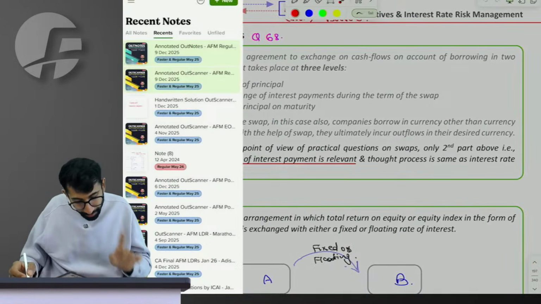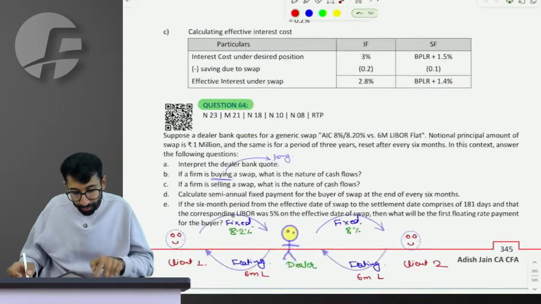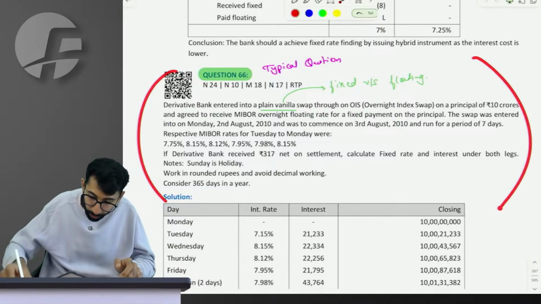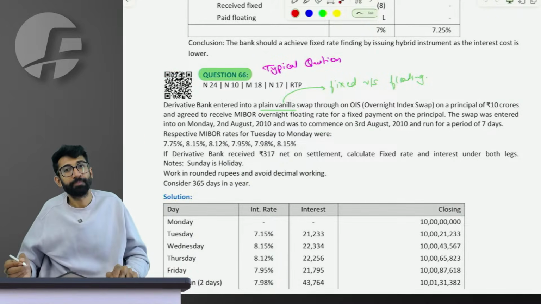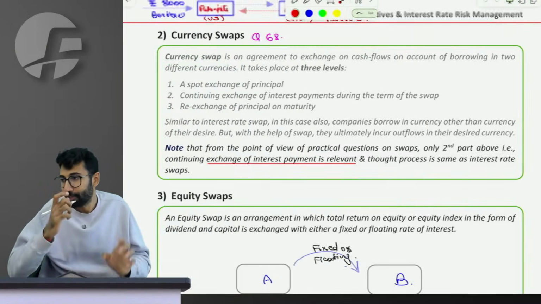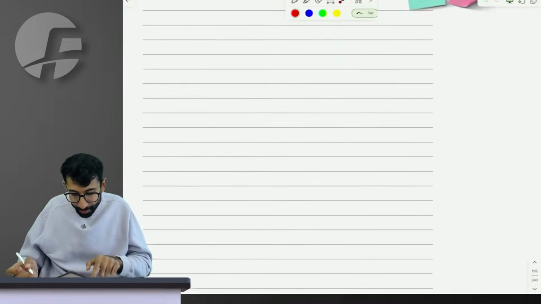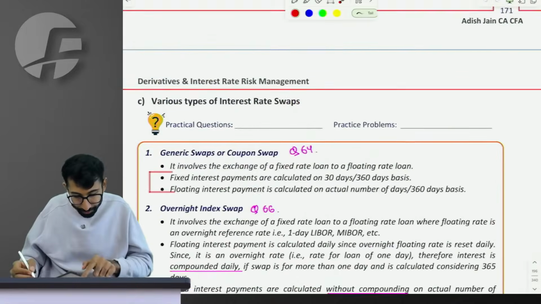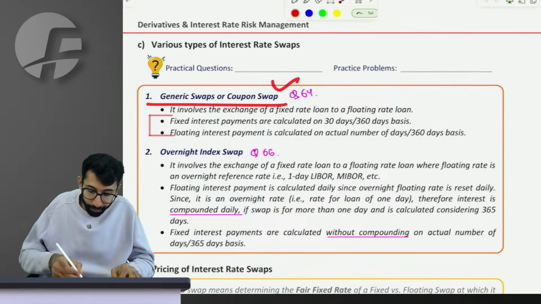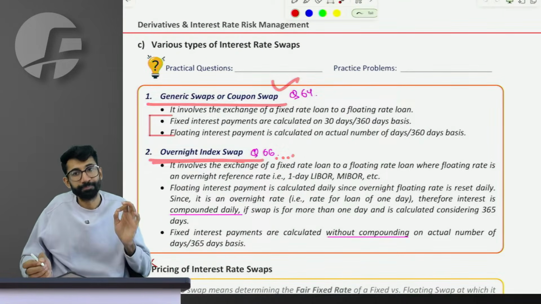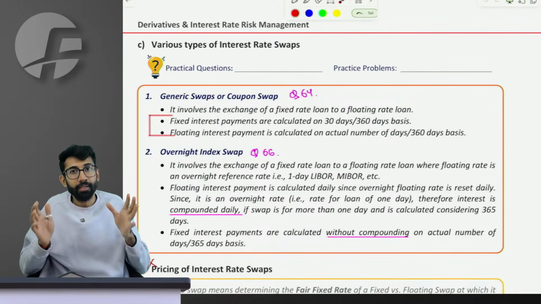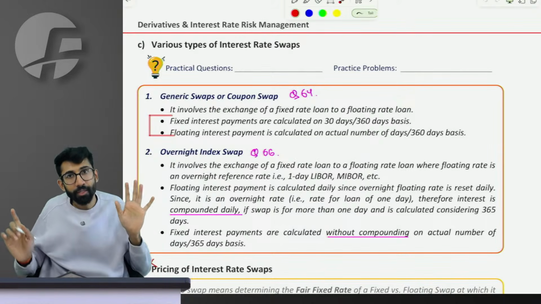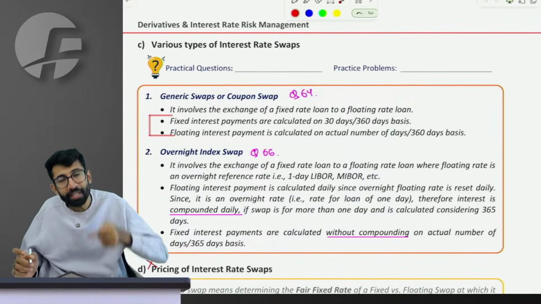Next thing I will teach you is a small thing based on which there is a practical question, overnight index swap, right? Most probably the last question for this video. So let's super fast understand what this is. Currency swap we have learned. Generic swap we have learned. Now overnight index swap. What happens? Really simple. I have to pay you fixed, you have to pay me floating. Simple. Difference is the floating that you pay me.